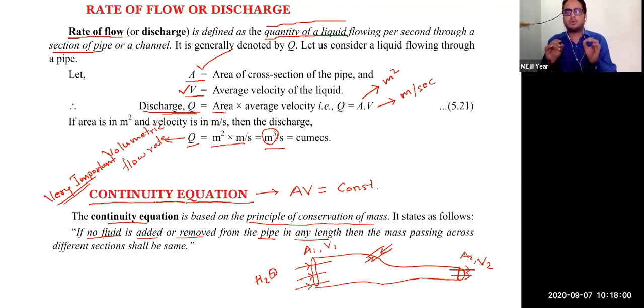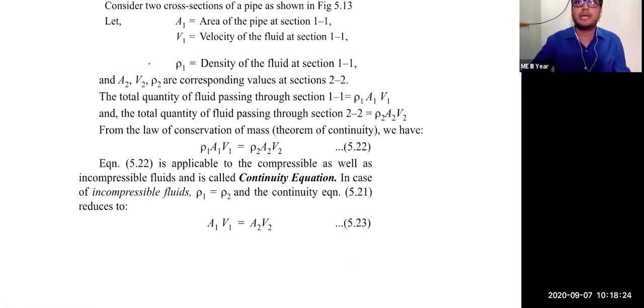So as per this continuity equation, if there is no addition or removal of water flowing through a pipeline, then the mass flow rate will remain constant. So this is the definition. Now we will see a few numerical or mathematical parts of this. Let's move on to the next slide.